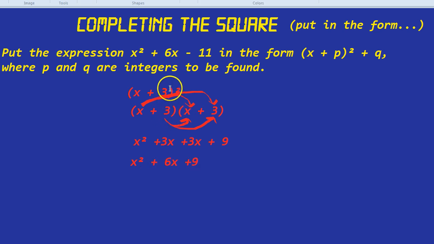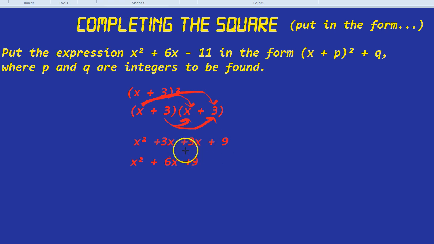Notice how, because we halved the number next to the x, we ended up with something very similar to what we started with. We halved the number next to the x, we squared it out, and that meant, because there was two of them, notice a 3x and a 3x, we got back to what we started with. We also got the x squared, which is something else we started with. The only thing we didn't get that was the same as what we started with was the plus 9.